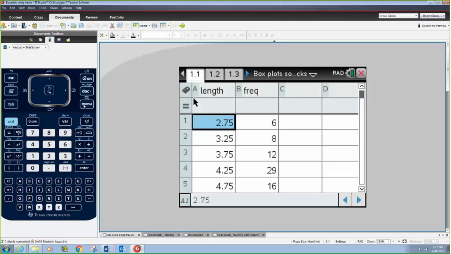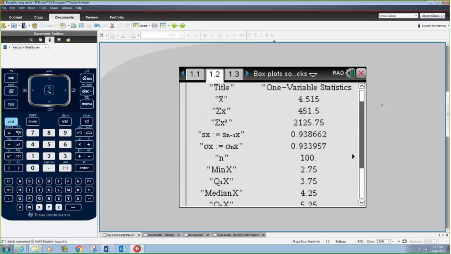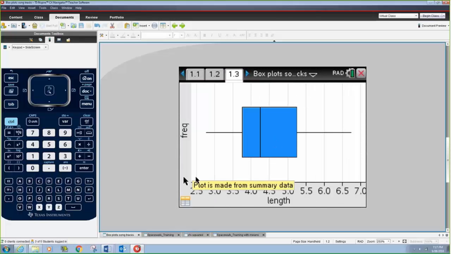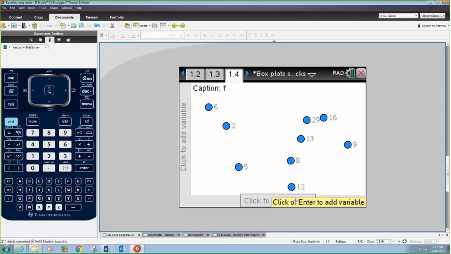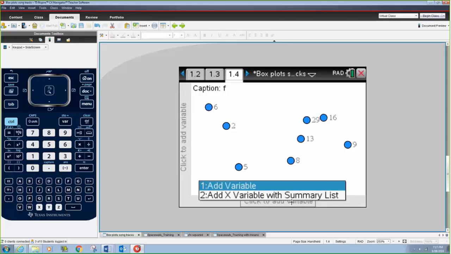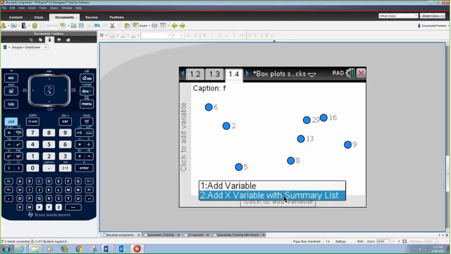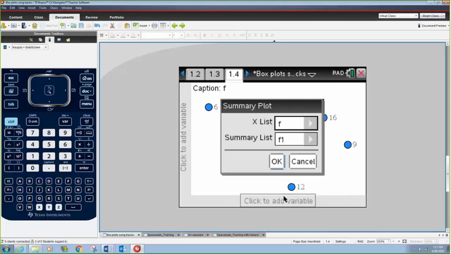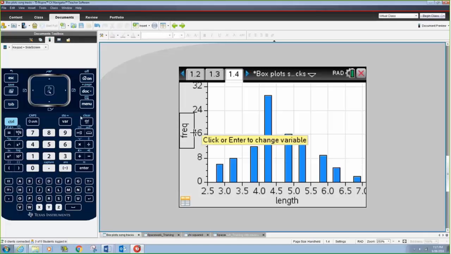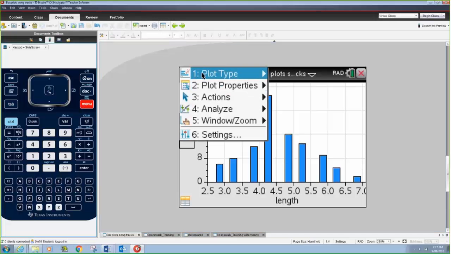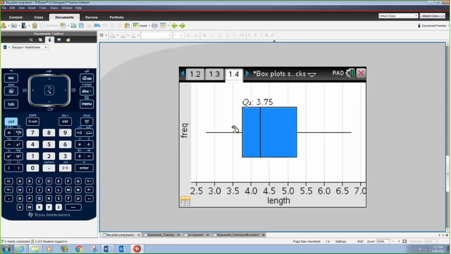So we have length and frequency. So both if we want to do the statistics, and then when we want to create the box plots, we need to tell the calculator that the data actually comes with frequencies. So that's the option, add X variable with summary list. So our data is the length and the summary list is the frequency, and I can display it as the histogram or change to a box plot and get all my values.